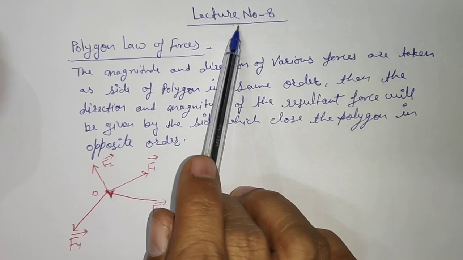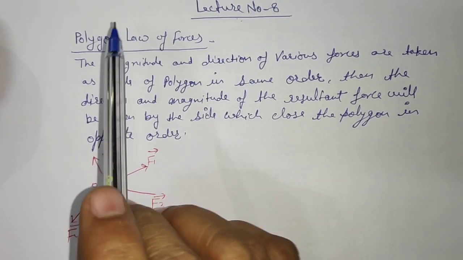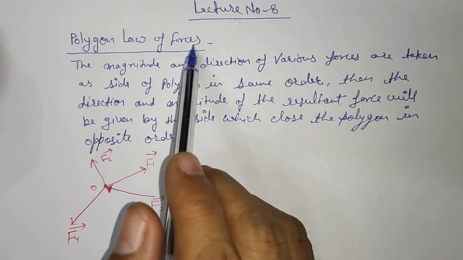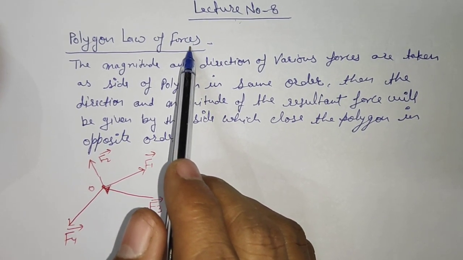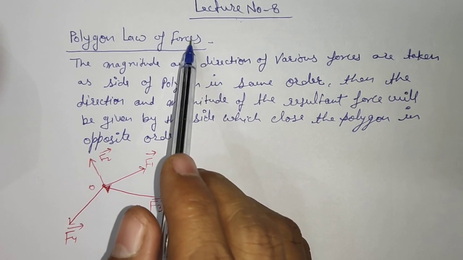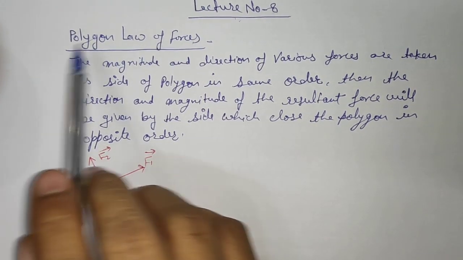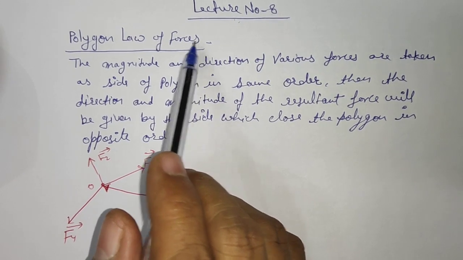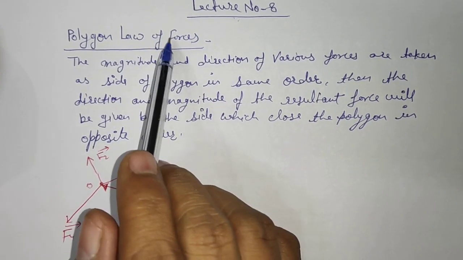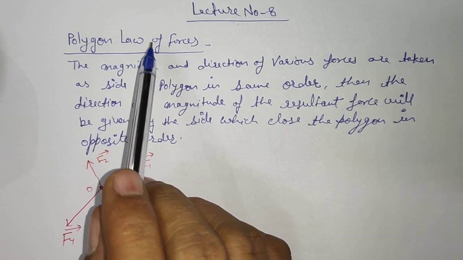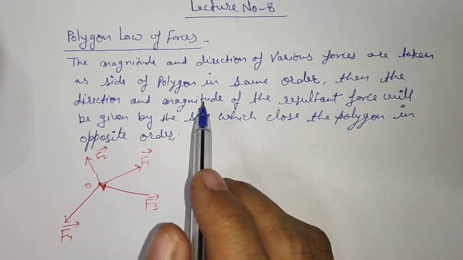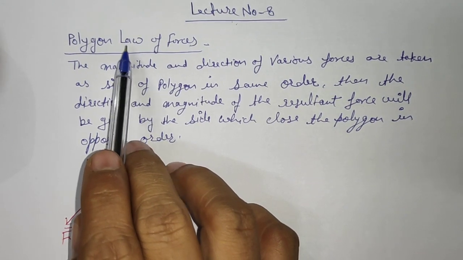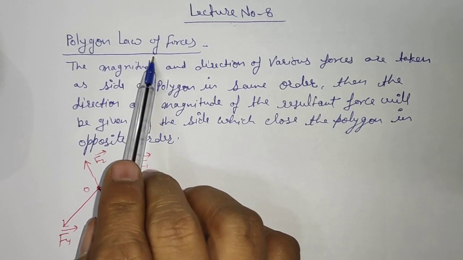So this is lecture number 8, and in this lecture we are going to discuss the Polygon Law of Forces. This is also part of the fundamental laws of mechanics. First the parallelogram law we have discussed, second the triangle law of forces, and third is the polygon law of forces. The triangle and parallelogram laws are applicable to find the resultant of two forces, but this law is used to find the resultant of more than two forces.